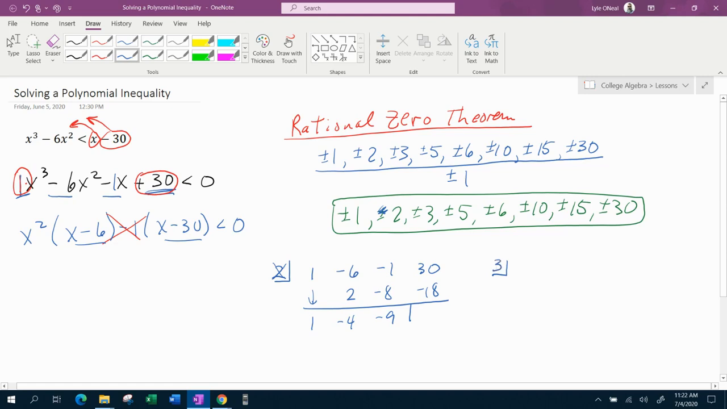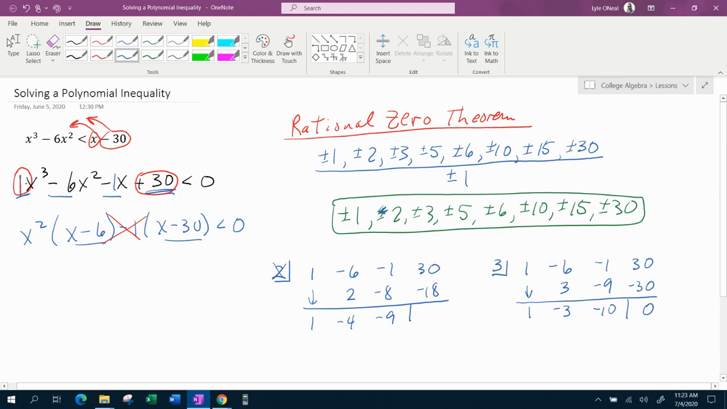I'm going to go with 3. And this is the process. Looking for your possible solutions, you're just going to pick from all of these possible rational zeros and hope that one of them produces a 0 remainder. All right, so starting over again. 1, negative 6, negative 1, and 30. The 1 comes down. 3 times 1 is 3. That's negative 3. That's negative 9, negative 10, negative 30. Oh, look at this. I only had to go 2 times, and I got a 0 remainder.